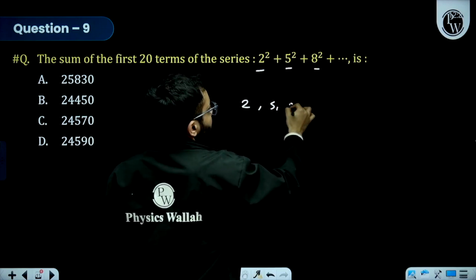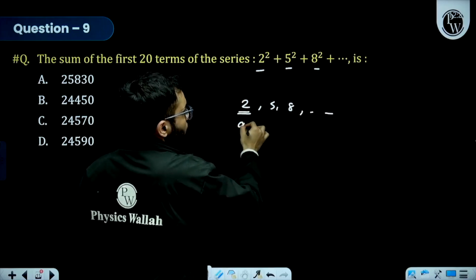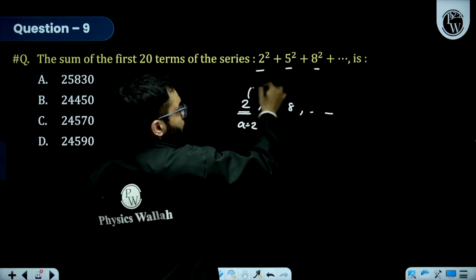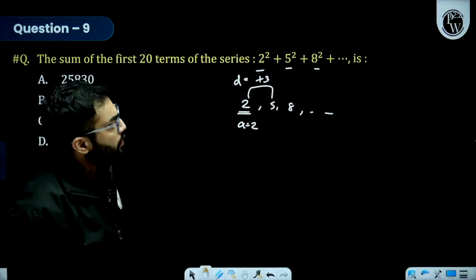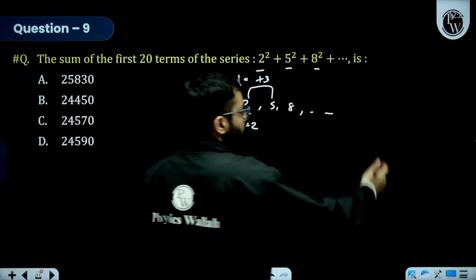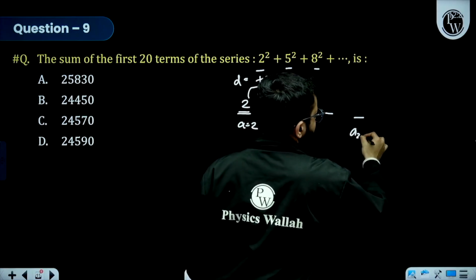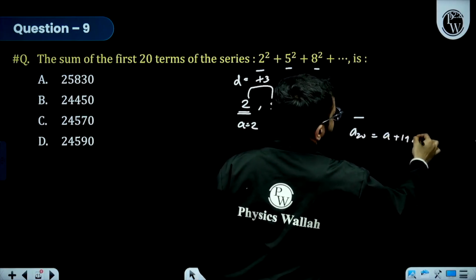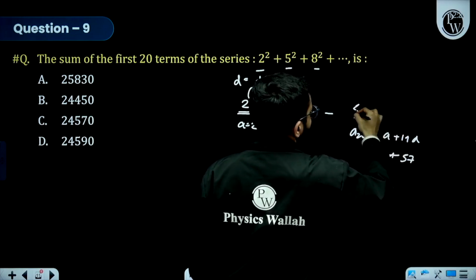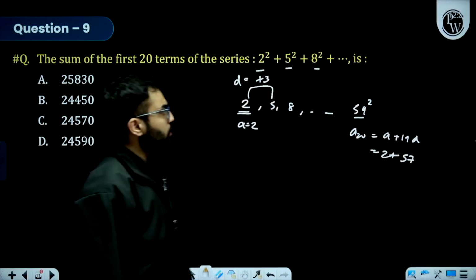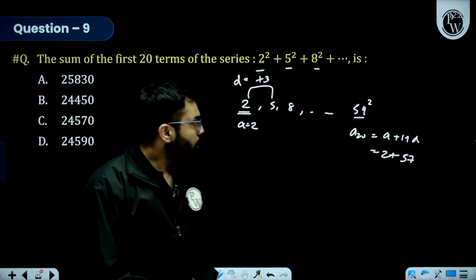2, 5, 8 are following an AP where a is 2 and the common difference is 3. So if I look at the 20th term, I can definitely find it. The 20th term is going to be a plus 19d, which is 2 plus 57, that is 59 squared. I hope everyone is very clear with this.